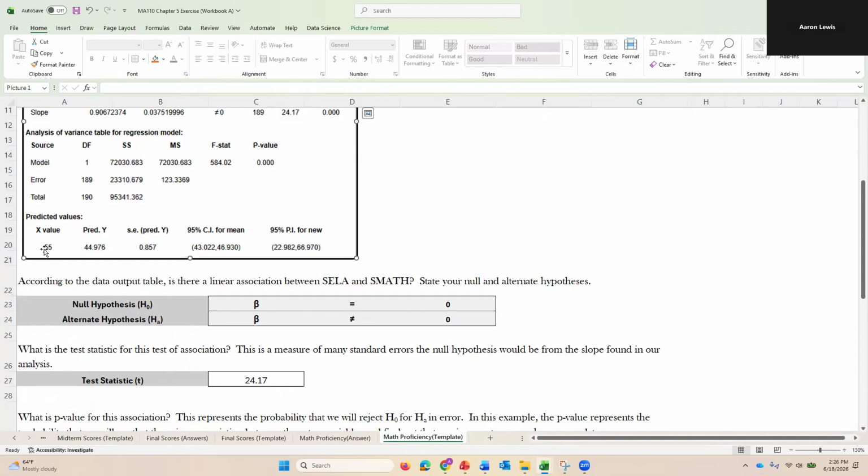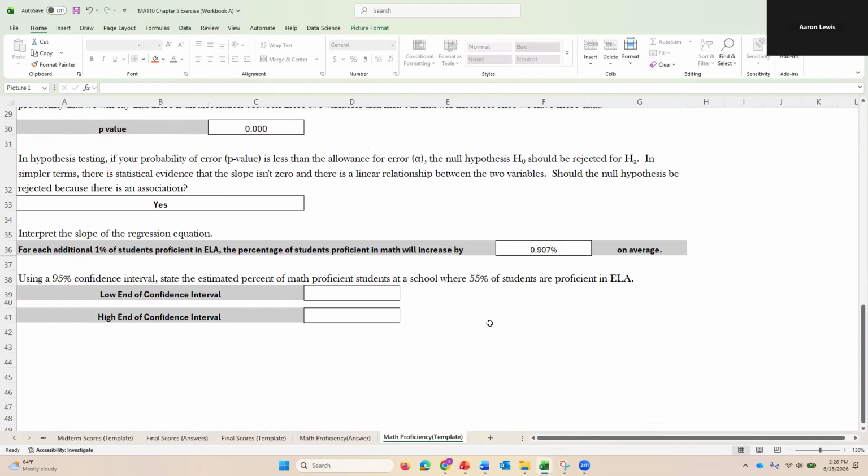They already took the test. We already knew this. We would expect the proficiency percentage on the upcoming math exam to be somewhere between this number and this number. So down here, we can say that this is somewhere between 43.022 and 46.930.